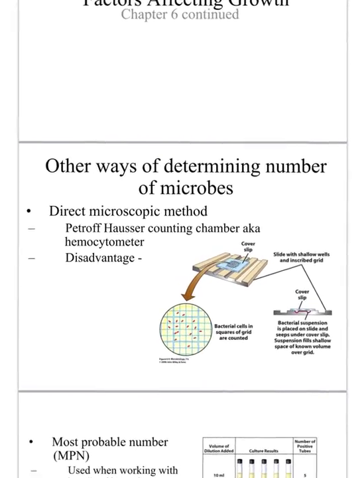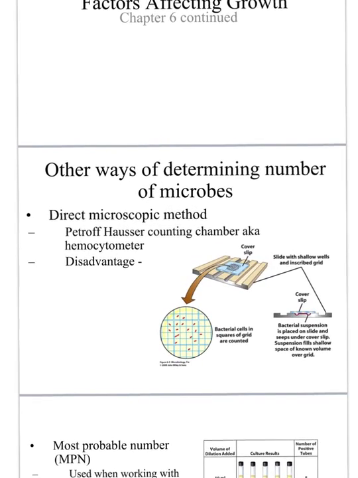Okay, so now some other ways of determining how many organisms you have. One way you can use is just to count them. They call it a direct microscopic method. So you would just be counting them.